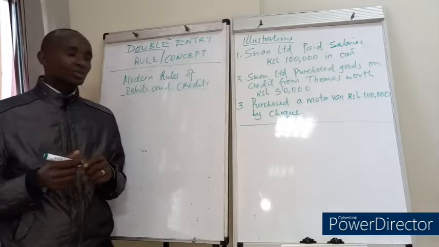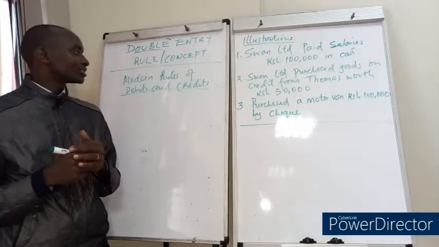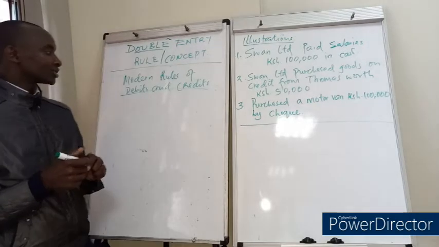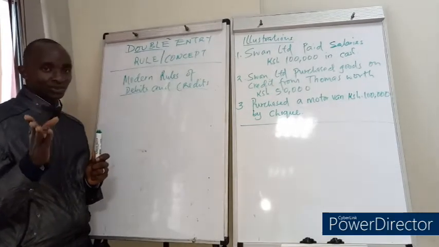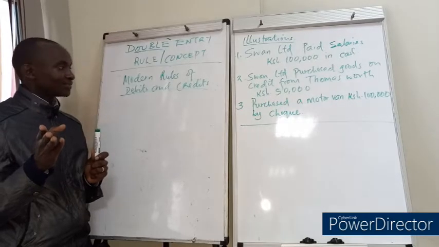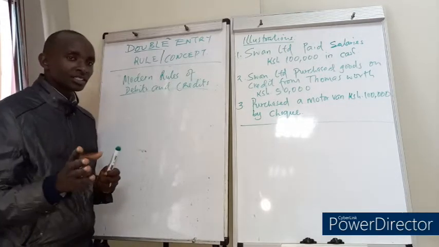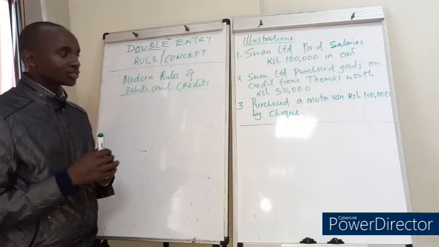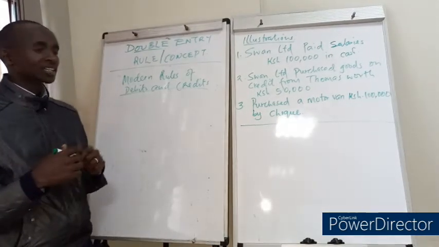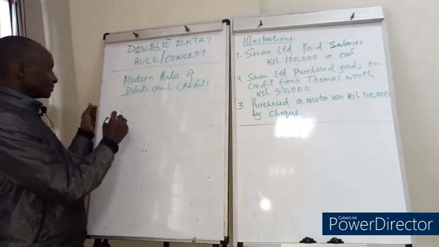So without much ado, let's move straight to the modern rules of debits and credits. There is one term here that's very common to most of you, but it is going to help you so much in determining what to debit, what to credit, and which accounts have got what kind of balances as far as debits and credits are concerned. And the term is DEALER.